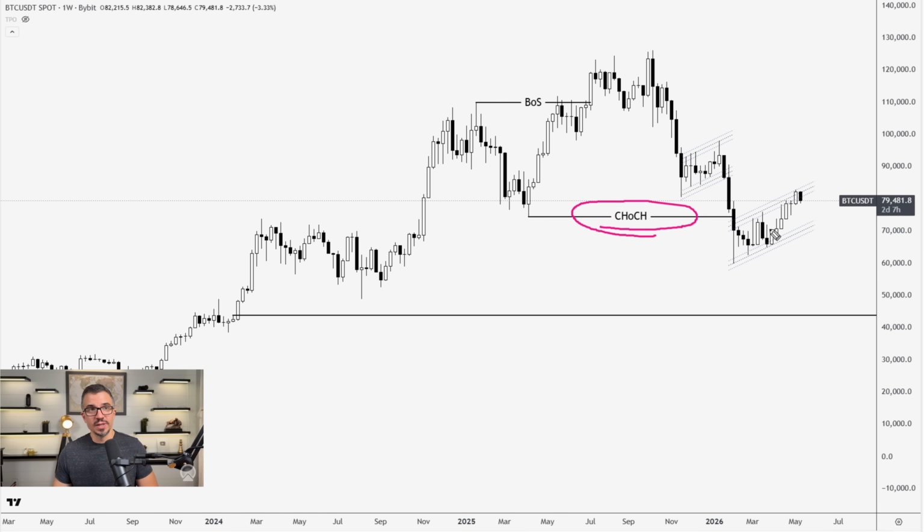This move right here is very similar to what we saw in the euro. This move right here is doing nothing but mitigating this right here. Fresh bearish change of character on the weekly. So take that for what it's worth, guys.